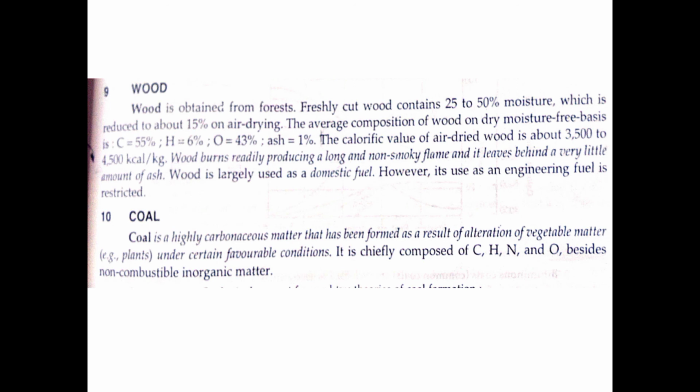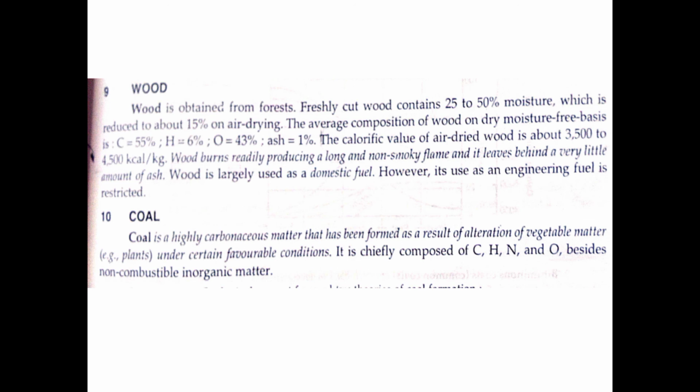So the wood is air dried and it reduces the moisture content. After air drying, it contains carbon about 55%, hydrogen 6%, oxygen 43%, and ash 1%, and it has a calorific value of about 3500 to 4500 kilocalorie per kilogram.